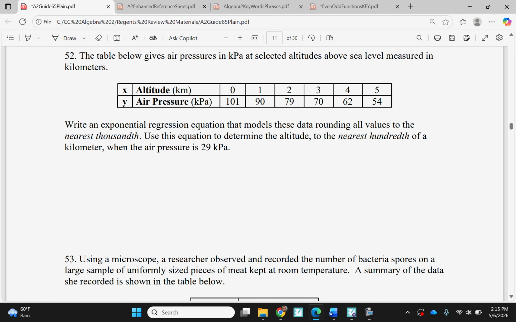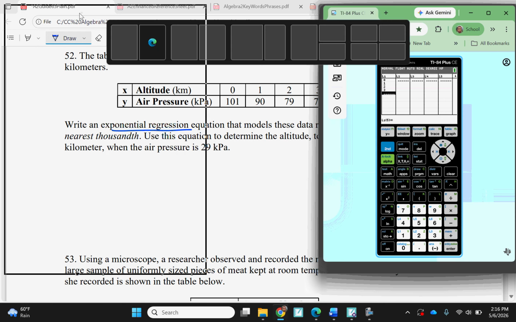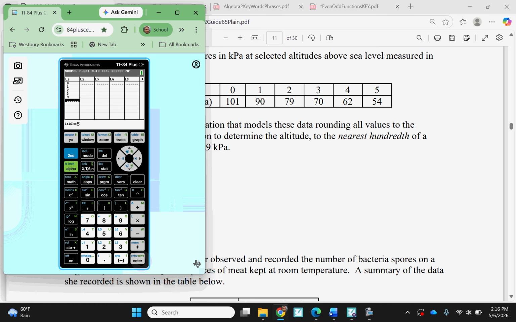Exponential regression equation. Easy, all in the calculator. I'm going to go to Stat, Edit. To clear this stuff out, I'm going to go to L2 and hit Clear Enter. Clear Enter. I'm going to put my x's into L1, 2, 3, 4, 5, and my y's into L2. That's 101, that's 90, that's 79, that's 70, that's 62, that's 54.